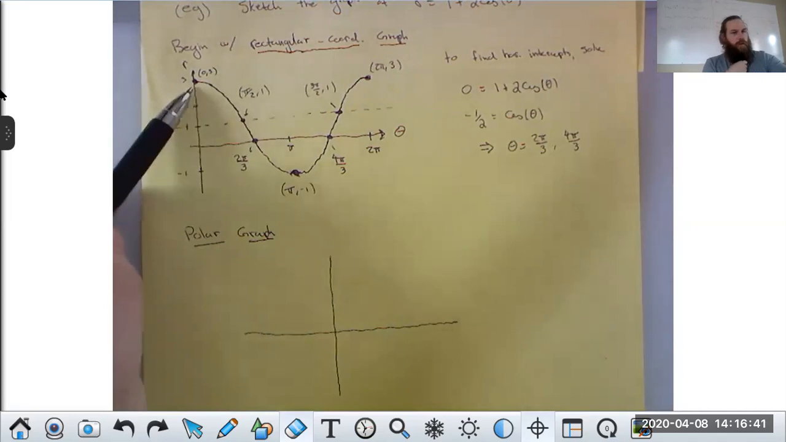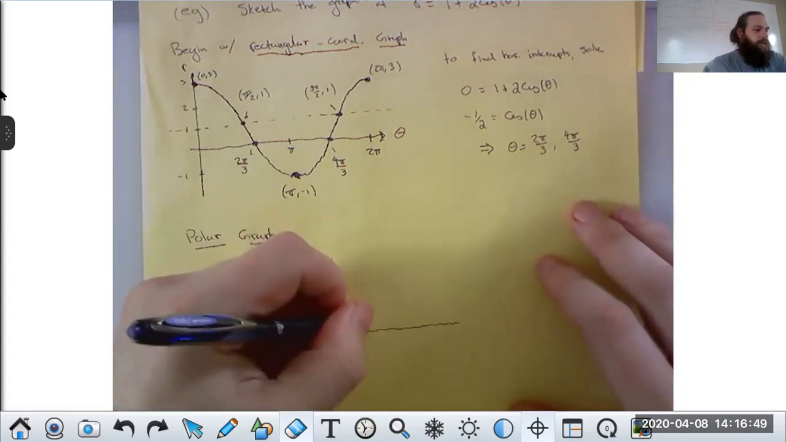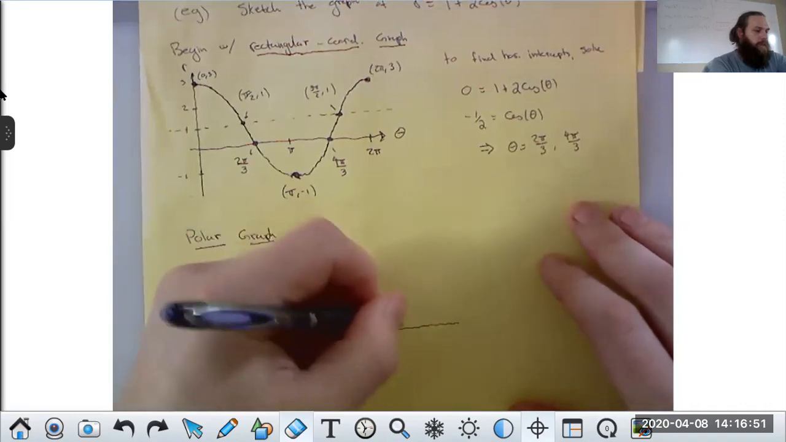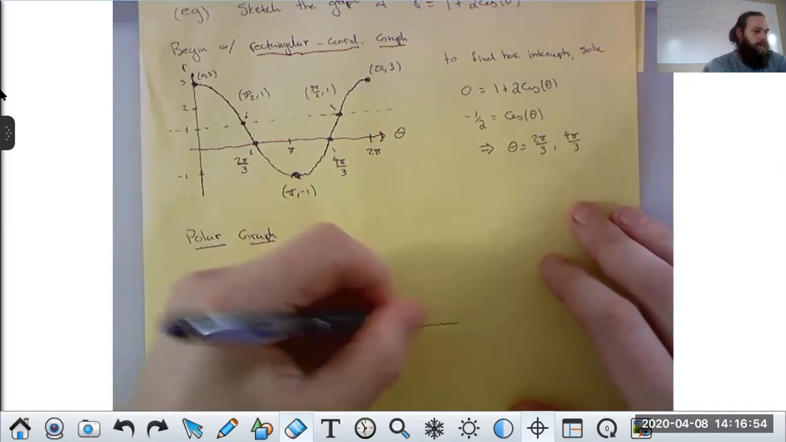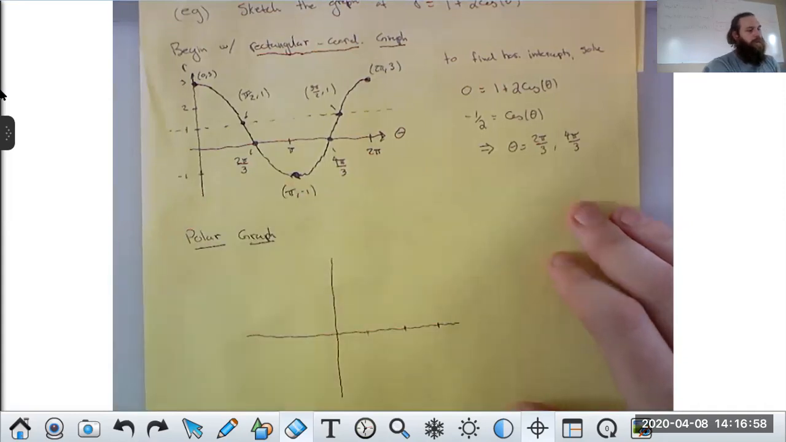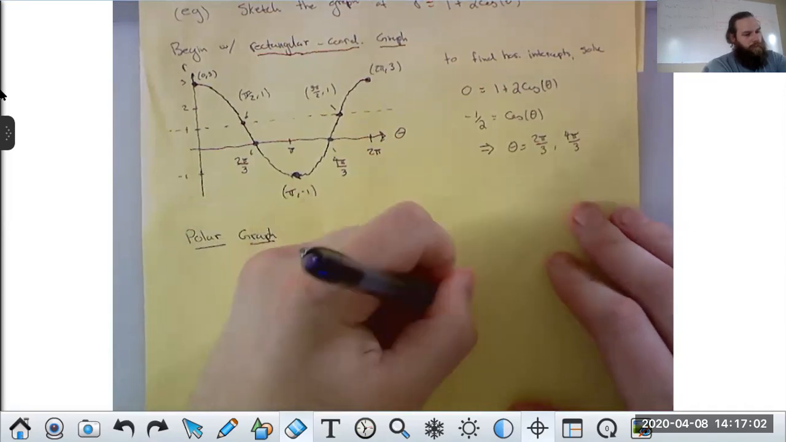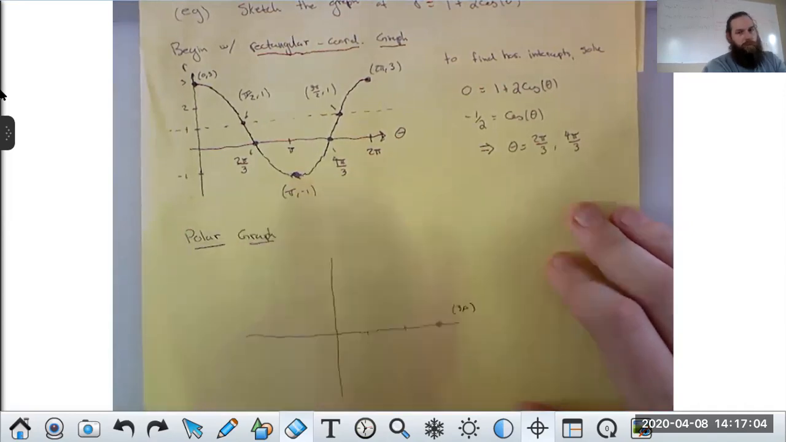I know that when theta is equal to 0, r is equal to 3. So we're going to start at the polar point, r comma theta, 3 comma 0. So I need to take off some measurements here, call that 1, call that 2, call that 3 along my polar axis. And I begin here, the polar point 3 comma 0.